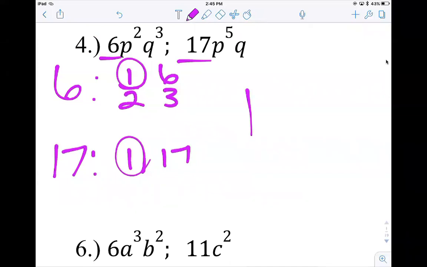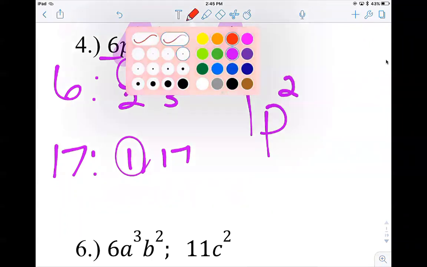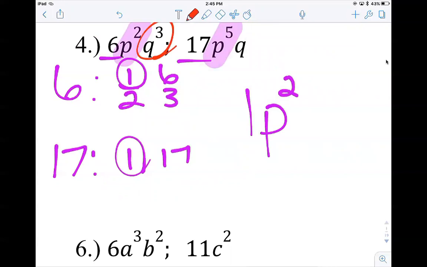Now let's look at our letters. We have a p squared and a p to the 5th. We're going to take out the smallest amount of p's, which is p squared. And now our q's: we have q to the 3rd, and this is like q to the 1st power.